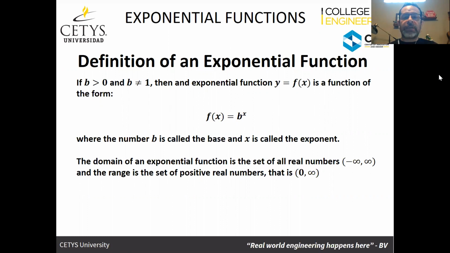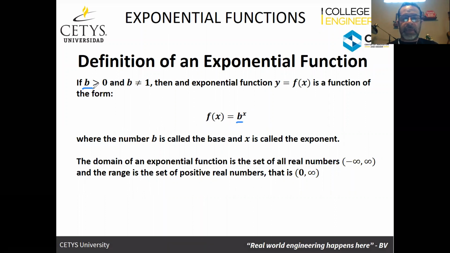Okay, so we've got our number b, and this number b, again, is larger than 0 and different than 1. And so f of x is going to be b elevated to x. Now the x, the independent variable, is the part of the function where the exponent is. So b is going to be called the base, and x is going to be called the exponent.